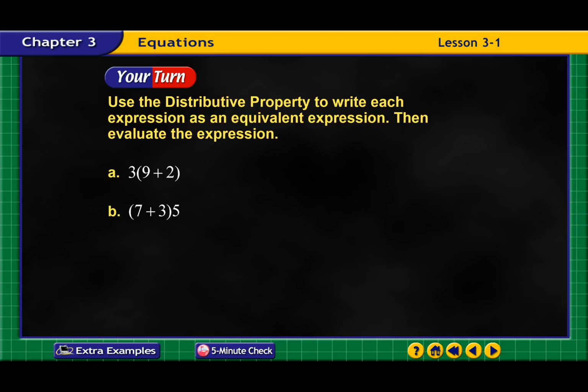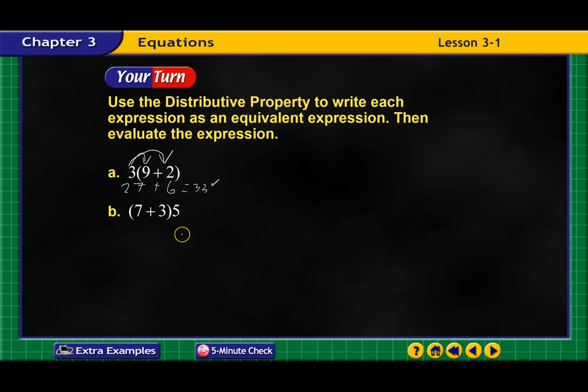All right, so we're going to distribute. 3 times 9 is 27. 3 times 2, it's going to be 6. Yeah, I skipped a step there. Add those together would be 33.